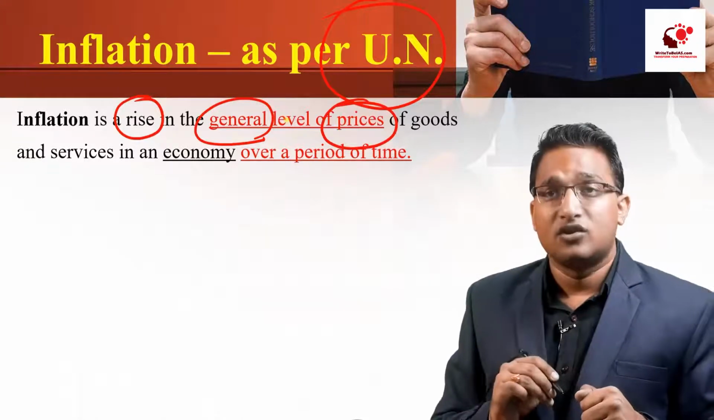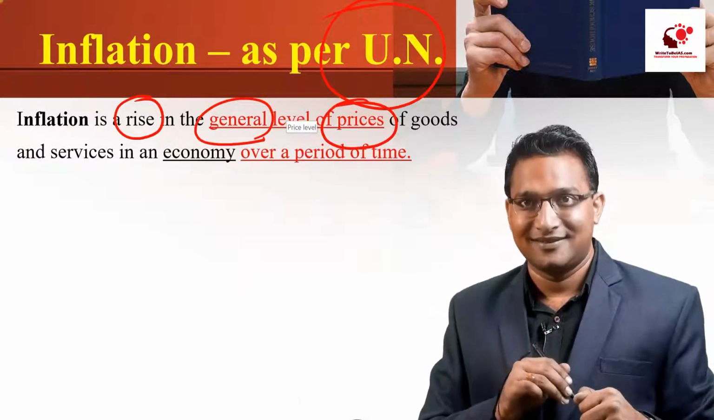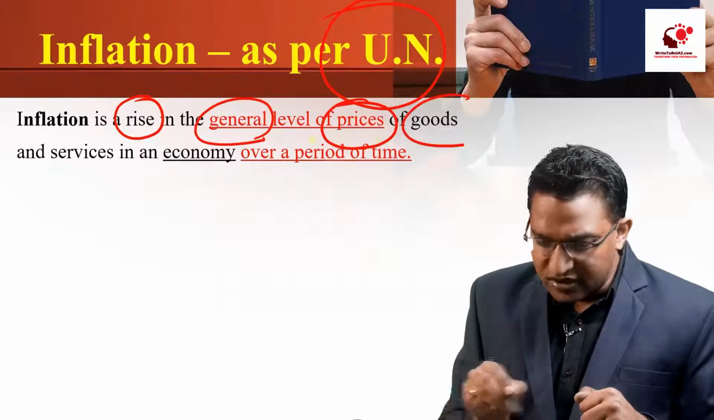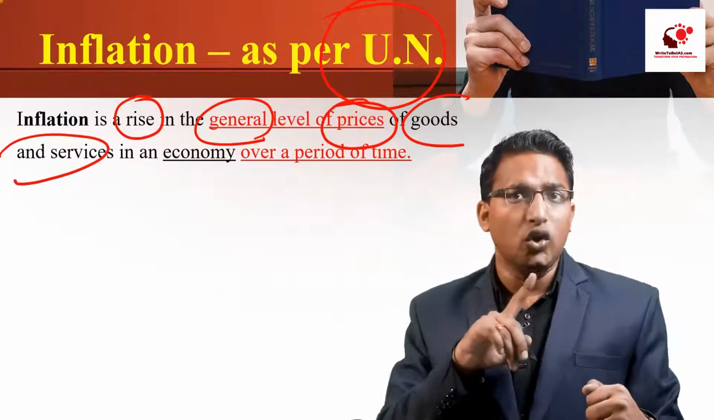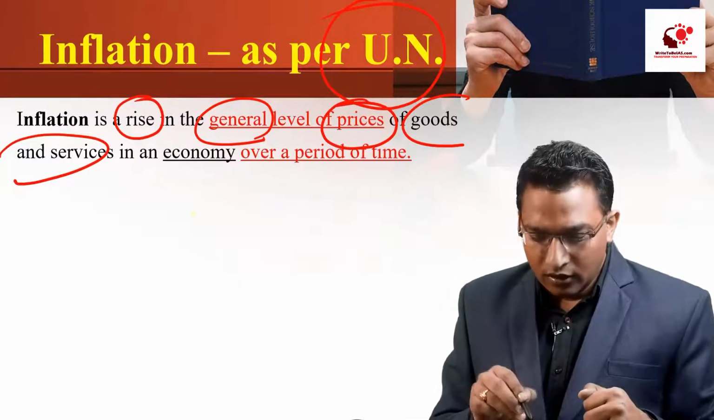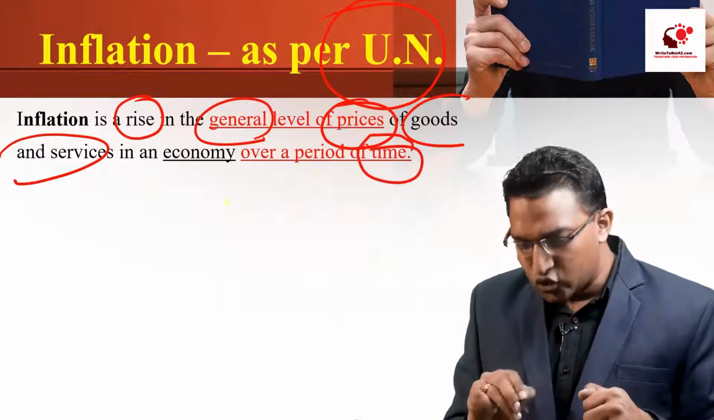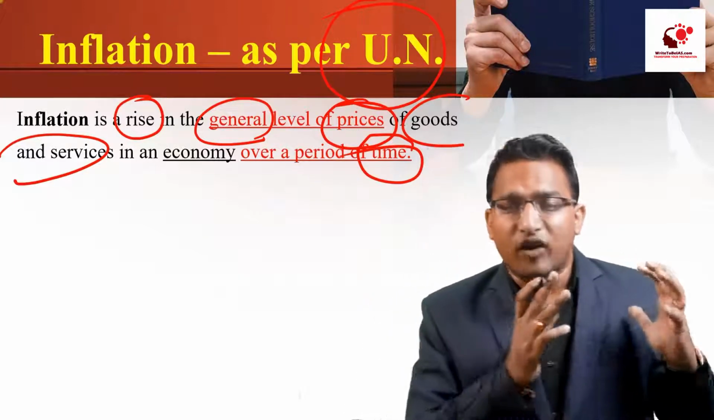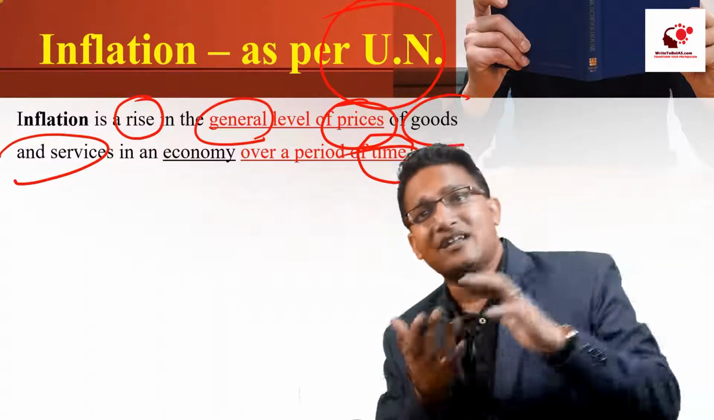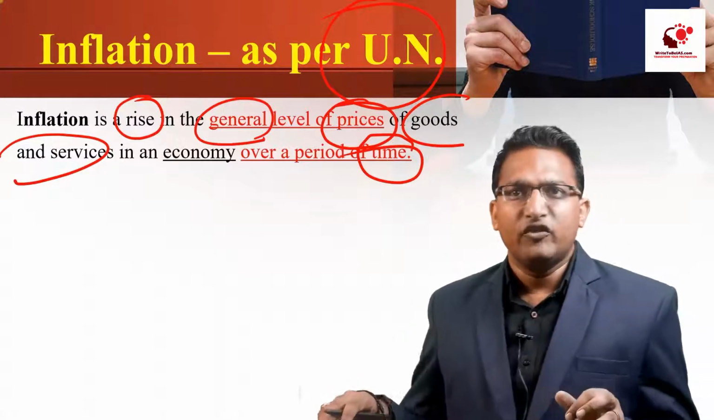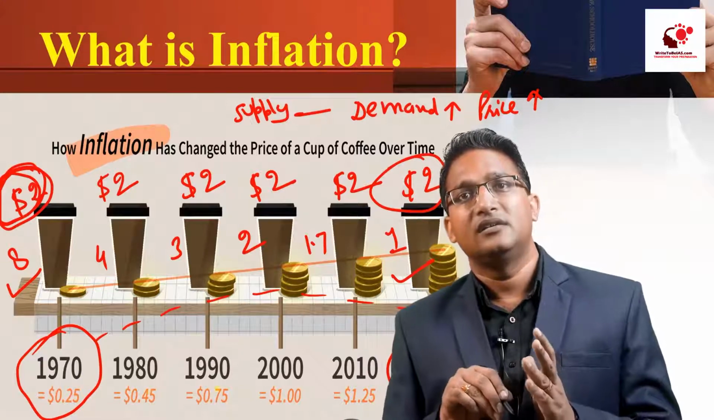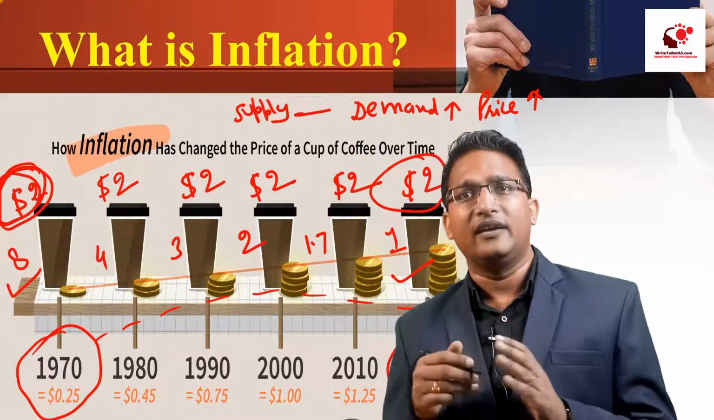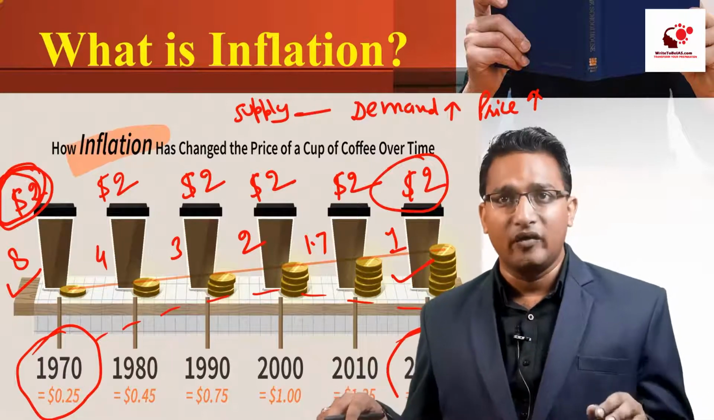In the level of prices, so we are talking about the prices of goods and services. We are talking both about goods and services, not only goods or only services. We are considering both, in an economy over a period of time. So we are comparing the price at one point of time to the price at another point of time. If we see the previous slide, we are comparing the price of 1970 to 1980, then 1990, 2000, 2010 and then 2019. So this comparison is happening over a period of time.